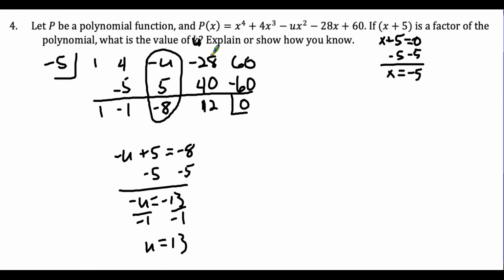Now we could double check ourselves. I could set this synthetic division problem up again, replace my u with 13, and make sure that I do get 0 at the end. That would be a good way to double check yourself.